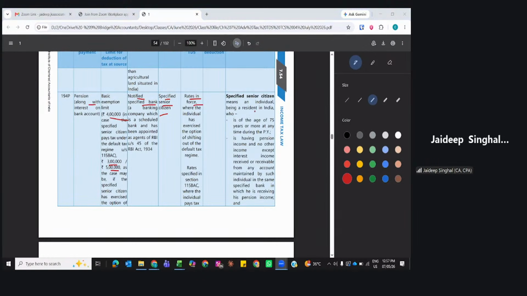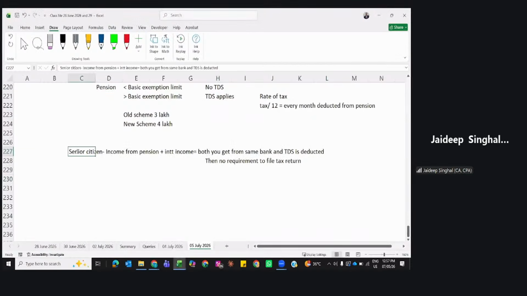Means an individual being resident in India. Okay, so this provision is not for senior but for specified senior. Please add the word specified senior. This is for 75 years or above. This provision is only for 75 or above. Clear?